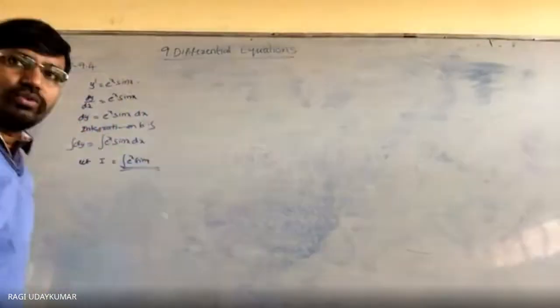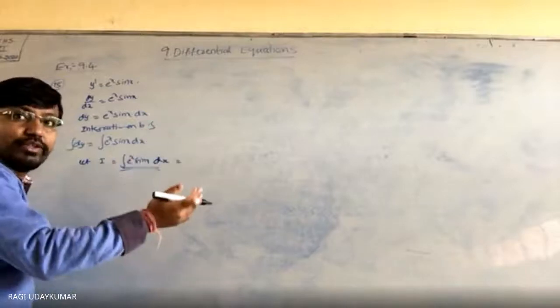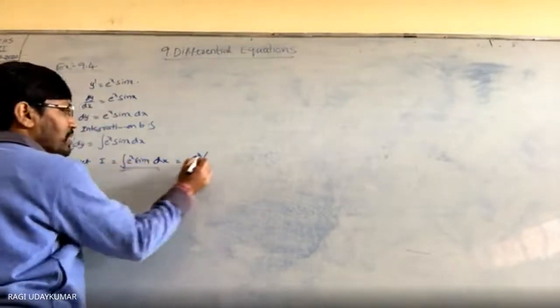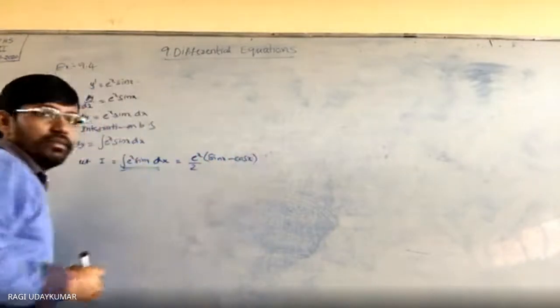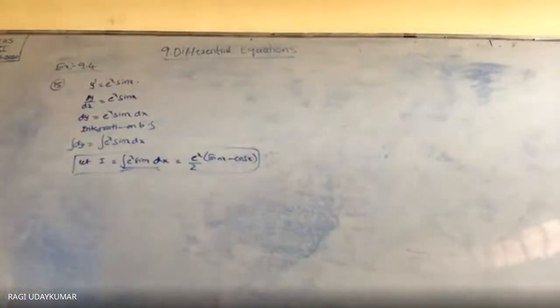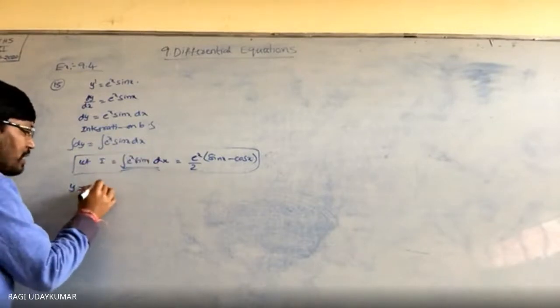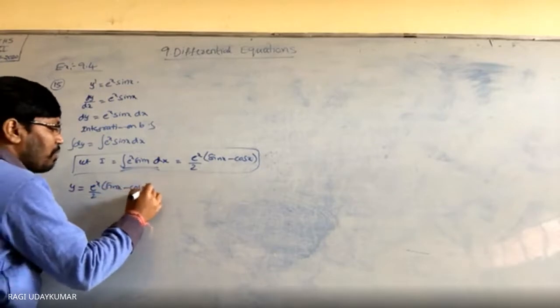By integration by parts, you are going to get e power x by 1 plus 1, which is nothing but 2, into sin x minus cos x. Yes, so this you are going to get. Find this separately. So what do you get here? Y is equals to the integration of this: e power x by 2 into sin x minus cos x plus c.